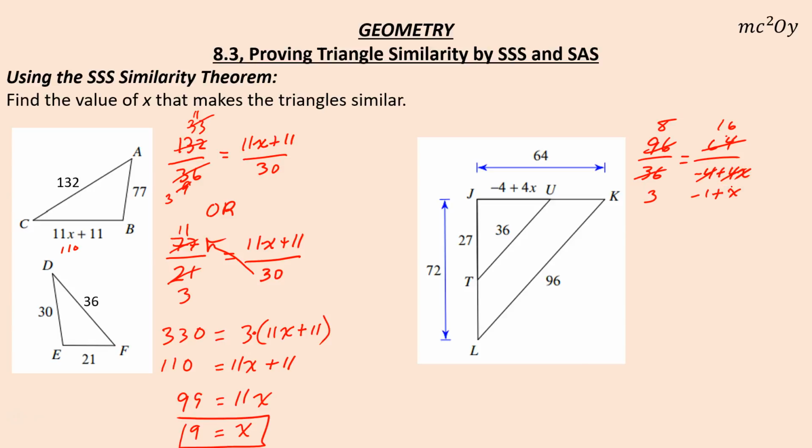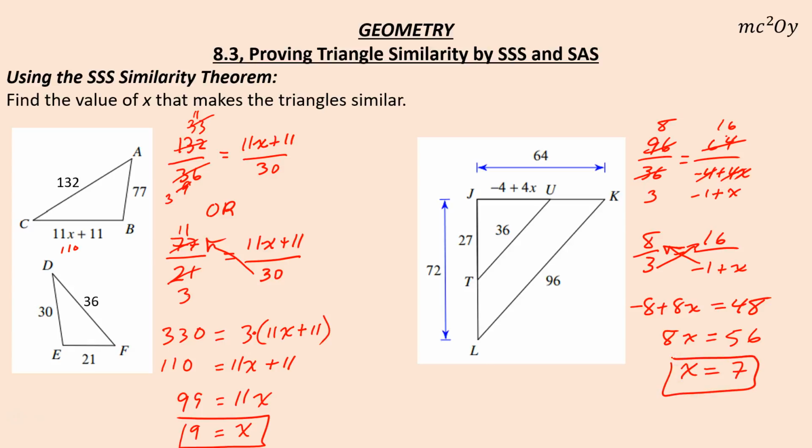Okay. All right, so we get 8 is to 3 as 16 is to -1 plus x. Cross multiply, we get -8 plus 8x. And 3 times 16, we end up with, well, that's 48. Add 8 to both sides, we get 8x equals 56, and x equals 7. I'm not going to check that one. I know it works out, but you can plug them in and double check if you like there.